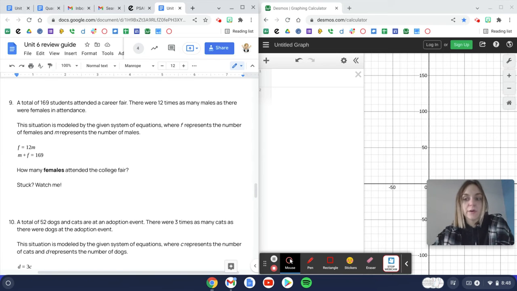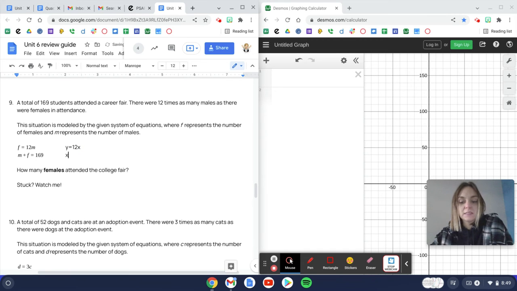Now I'm going to use Desmos, but Desmos doesn't like variables other than X and Y. So I'm going to call all the females Y equals 12X. And then I'm going to change my males to M. So this kind of looks like Y equals MX plus B, because I have just one variable here. So I change the F to a Y, and then I change the M to an X so that I can plug it into Desmos.